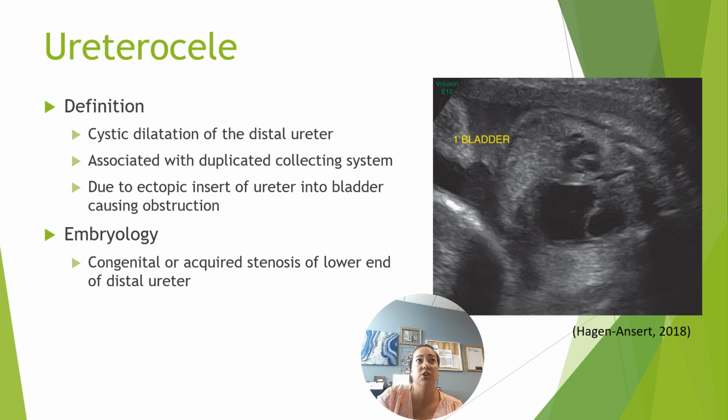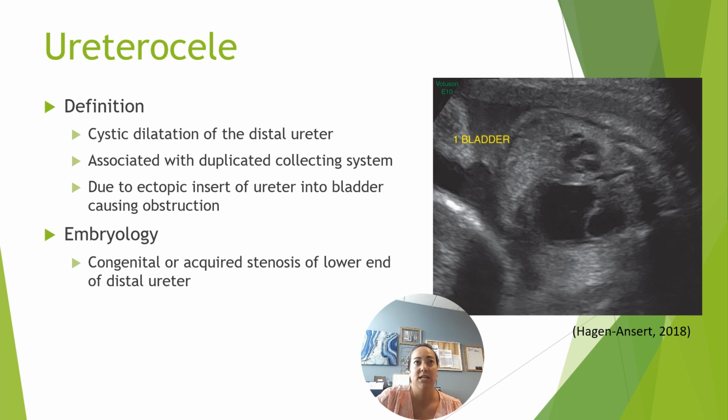Then we can have a ureterocele. This is where we have cystic dilation of the ureter at the distal location. This is associated with that duplicated collecting system. So if you see a duplicated collecting system, you would want to look for that ureterocele, or if you saw a ureterocele, you would want to go up and look for a duplicated collecting system. But they don't always go hand in hand, but can.